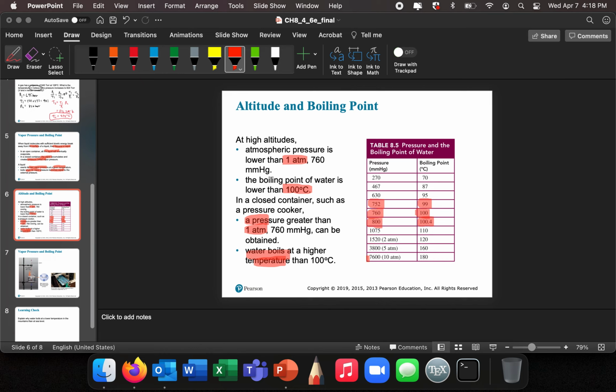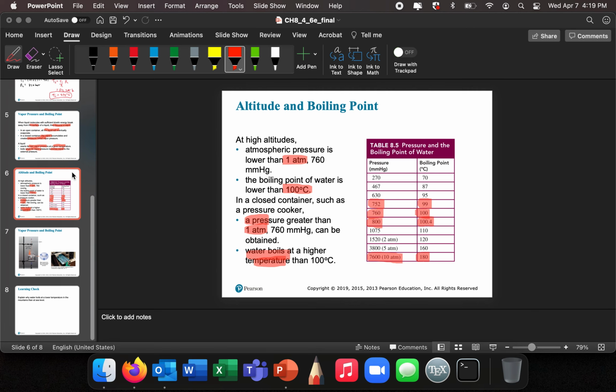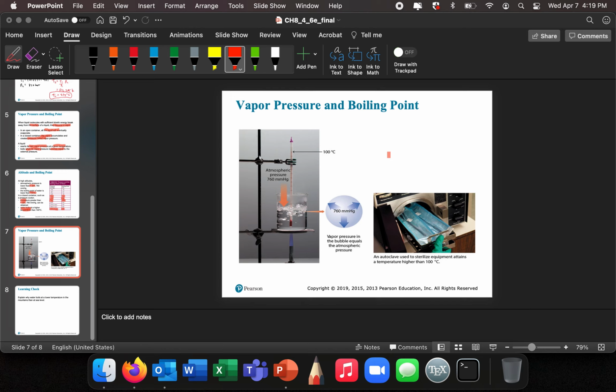If you have a pressure cooker, let's say you can make really high pressure inside your pressure cooker, the boiling point of water goes up to 180. So it doesn't boil, which is really nice, right? That means you can heat your food up really high without losing the water, and that's how pressure cookers work. Okay, so vapor pressure and boiling point was sort of just a follow-up on what we were saying earlier.